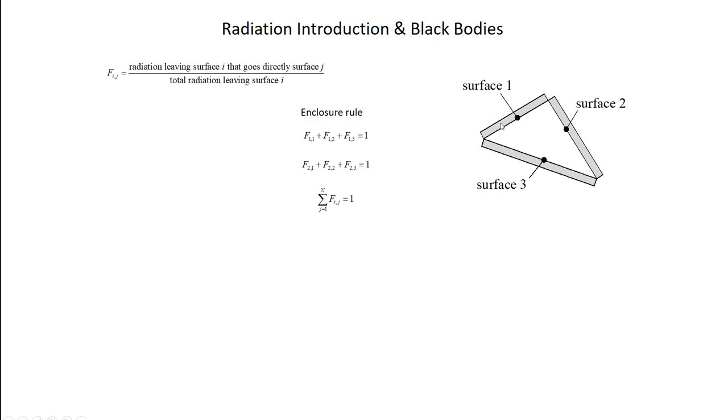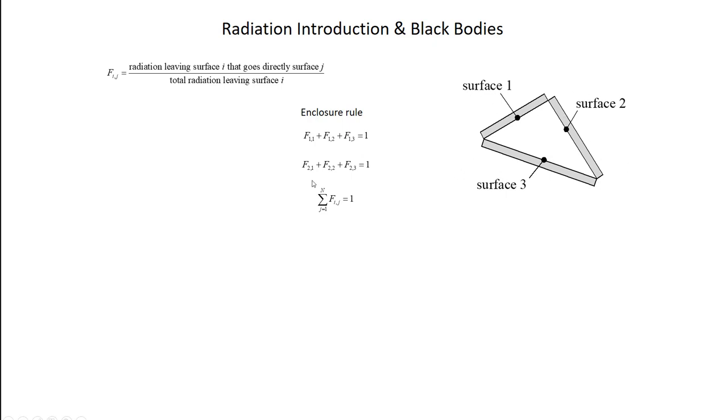So if I have an enclosure, then I can write that all the radiation emitted by a surface has to go somewhere. In view factor terms, for surface 1, the fraction of the radiation emitted by surface 1 that goes to surface 1, F11, plus the fraction that goes to 2, F12, plus the fraction that goes to 3, F13, has to be 100%. It has to be 1. So F11 plus F12 plus F13 has to be 1. And I can write this for any surface.